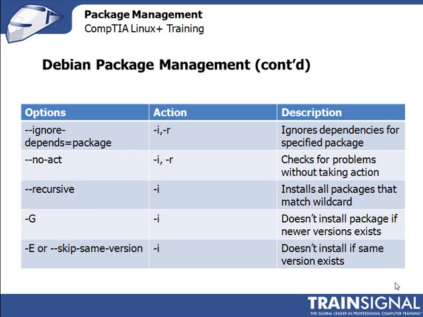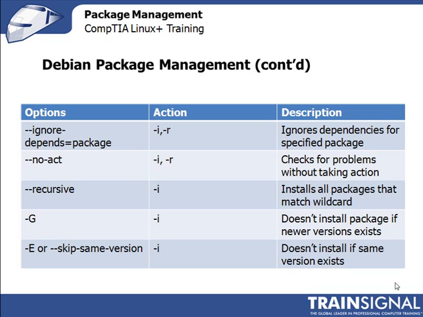--no-act checks for problems like dependency issues and conflicts without actually taking any action. No packages are actually installed or uninstalled, and this is good for testing. --recursive installs all packages that match a wildcard in the directory and subdirectories that are indicated. And the last two here are pretty simple.